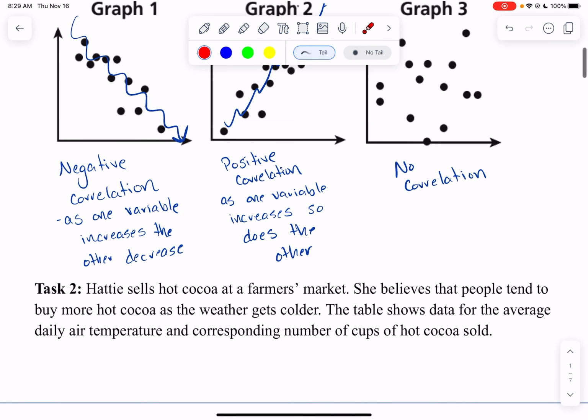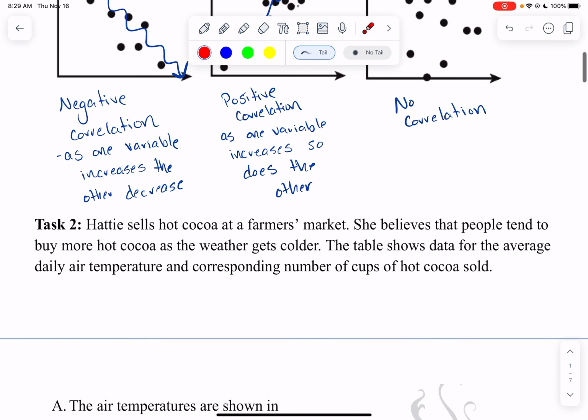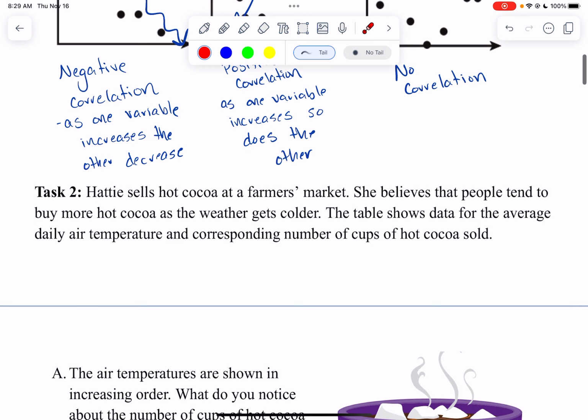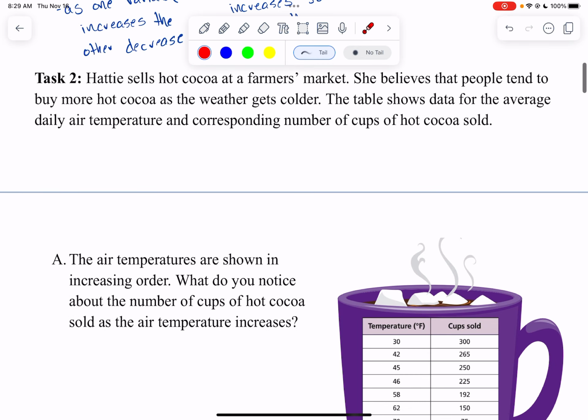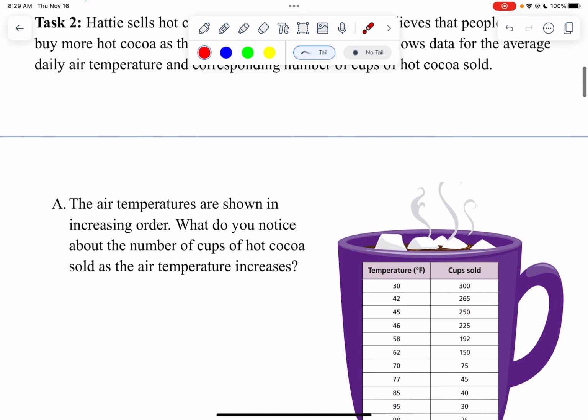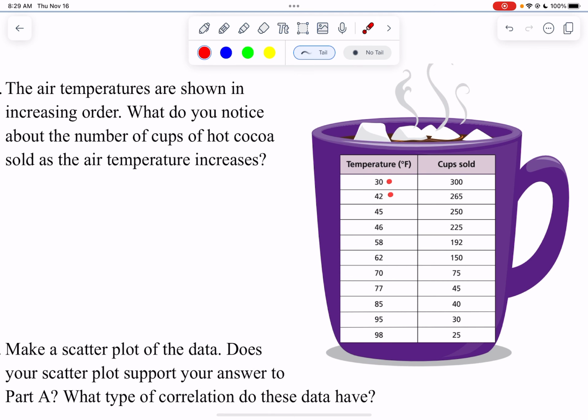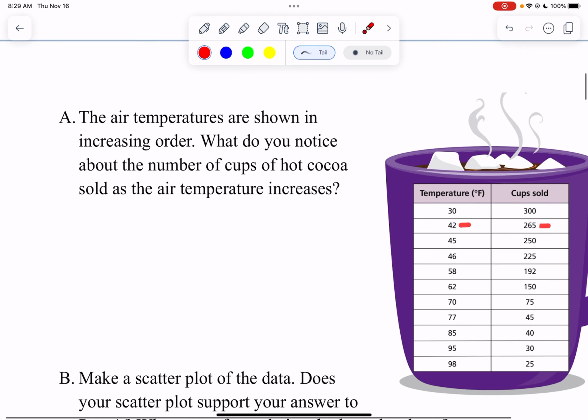Okay. All right, so now we're going to look at some data. Hattie sells hot cocoa at a farmer's market. She believes that people tend to buy more hot cocoa as the weather gets colder. The table shows data for the average daily air temperature and the corresponding number of cups of hot cocoa sold. Okay. So if we notice here, this is the average daily temperature. So the average temperature for that day was 30 degrees. She sold 300 cups. 42 degrees, 265 cups, so forth and so on.